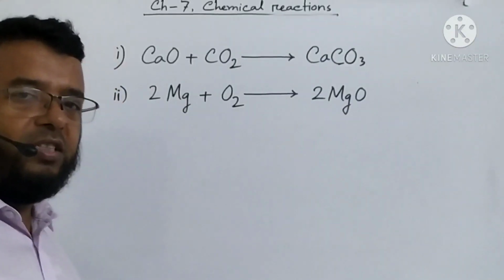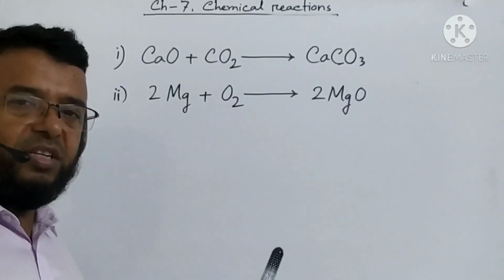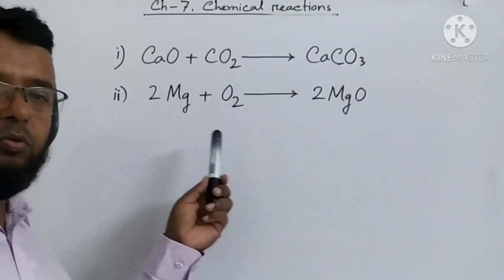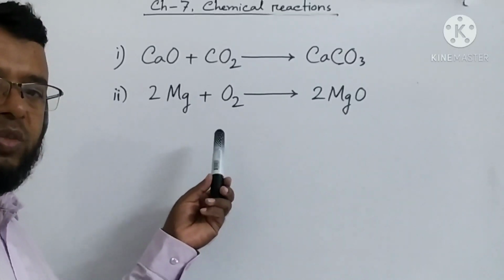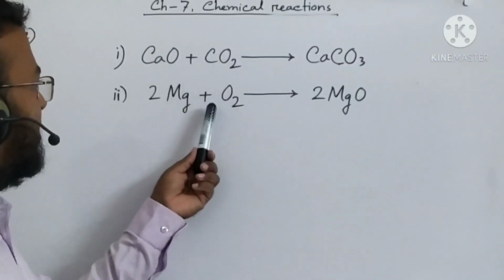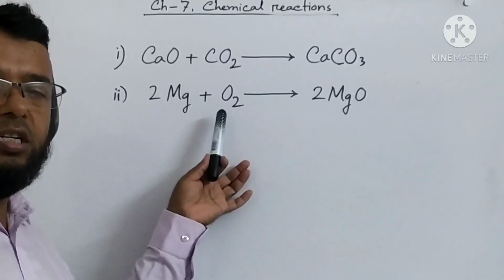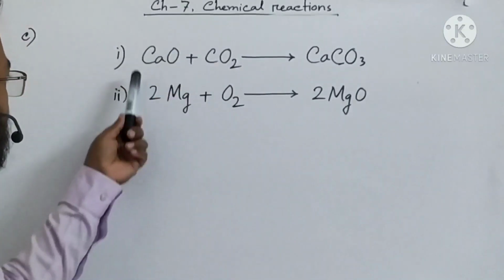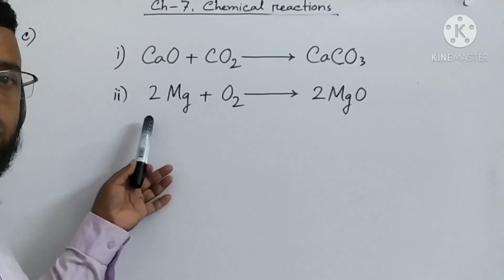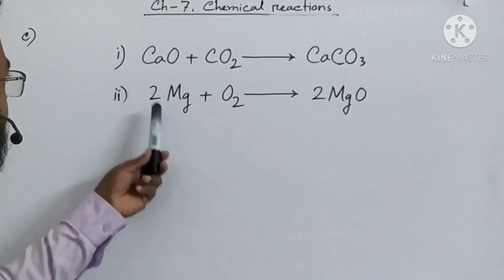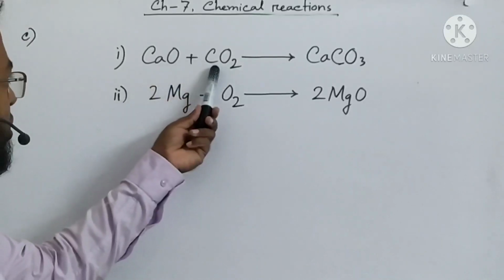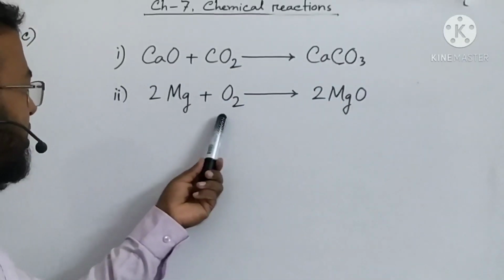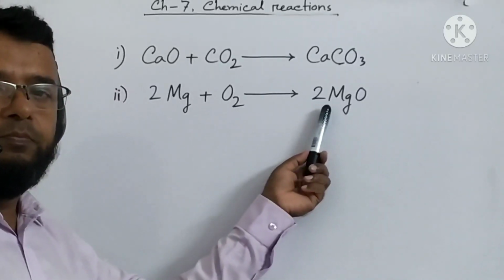Okay, dear students, now I am on question C. I have written it, and we have to explain that all additions are synthesis, but all synthesis are not addition. We have to explain on the basis of these two reactions. Okay, all of you see that I have written the reaction: calcium oxide and carbon dioxide produce calcium carbonate. Then magnesium and oxygen produce magnesium oxide.